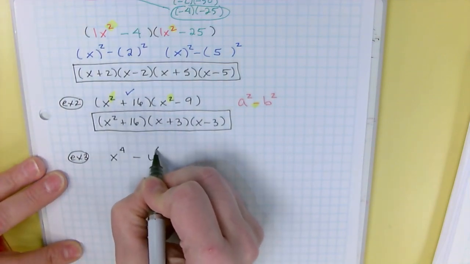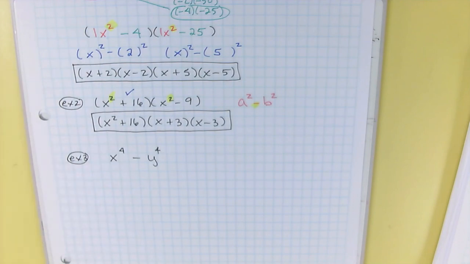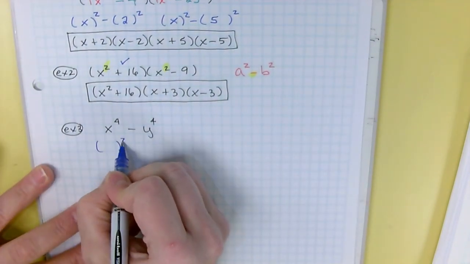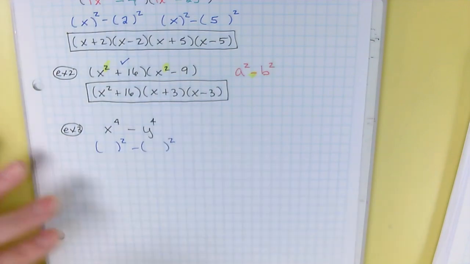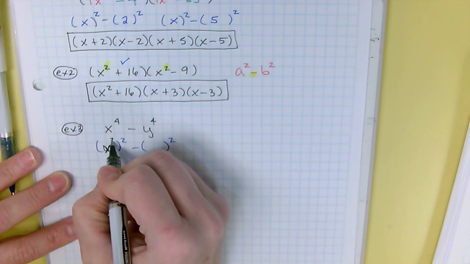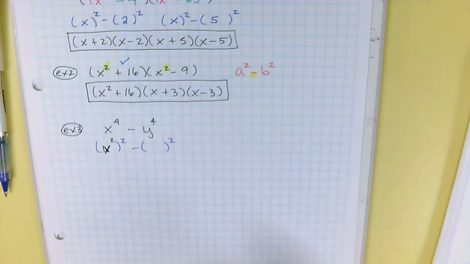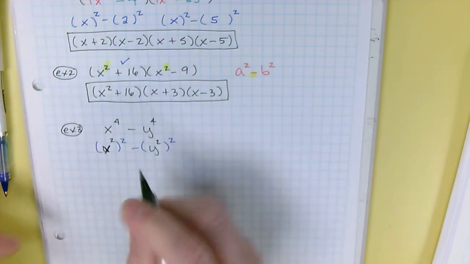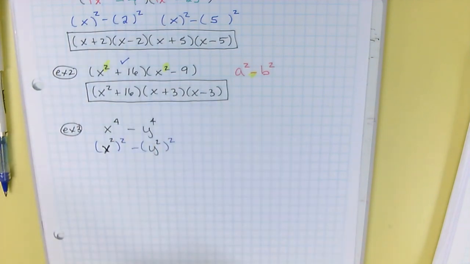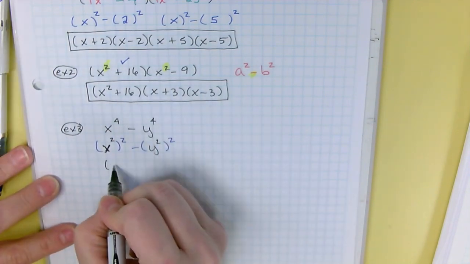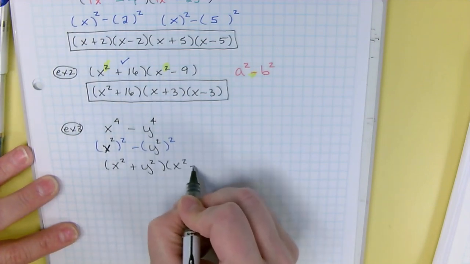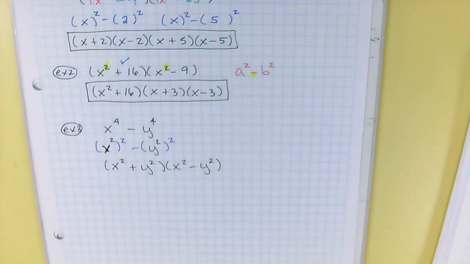x to the fourth minus y to the fourth. So can we write it as something squared minus something squared? Well, yeah. x to the fourth is x squared squared. y to the fourth is y squared squared. So we're going to use a plus b, a minus b. So x squared plus y squared, x squared minus y squared.